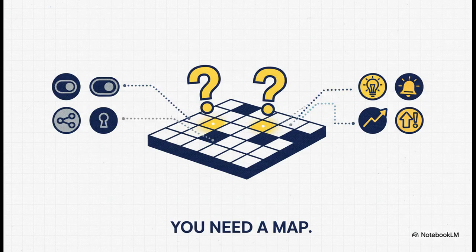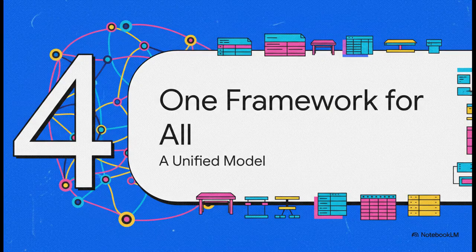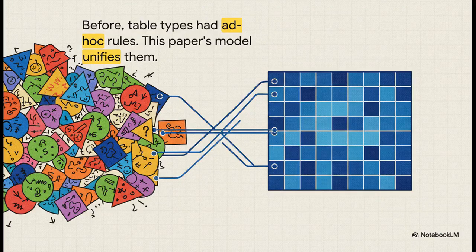Well, you need a key, a legend, you need a map. And this right here is the paper's central brilliant innovation, the cell connection graph. This graph is literally the map for any table. It visually and formally shows you the flow of information, from the guard components, the conditions, all the way to the value components, the outcomes. For the very first time, there was a universal way to read and understand the logic packed inside any software table. And the payoff for creating this universal map? It's huge. It actually lets us create a single, unified framework that can describe all kinds of different tables, no matter how they're structured.